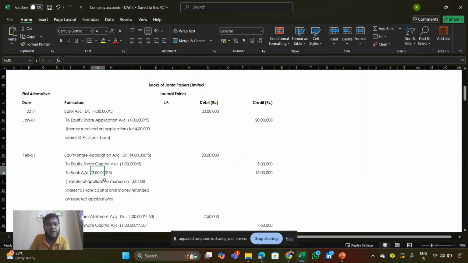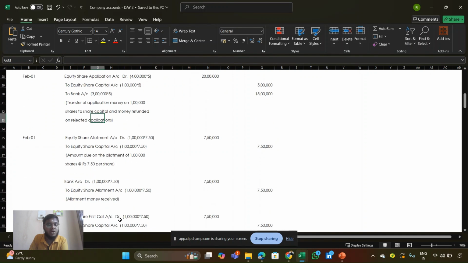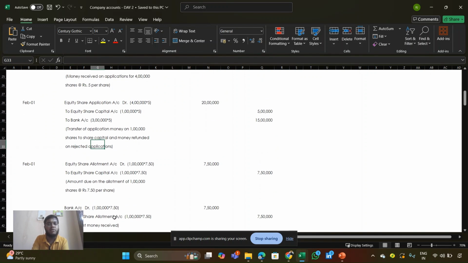3 lakh shares into 5. So transfer of application money on 1 lakh shares to share capital, and the money is refunded. Okay, these are the two entries, and the balance entries will all be the same because there is no effect in the allotment amount. They said excess applications will be rejected at the very start.